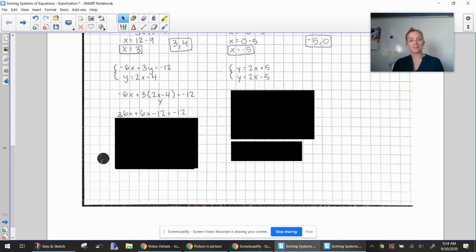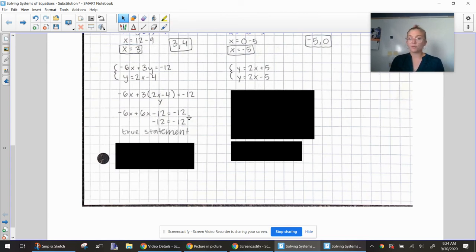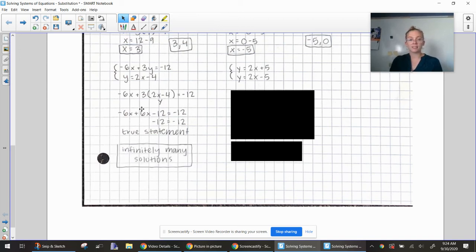Now I'll combine like terms. Negative 6x plus 6x is 0 x's, so those cancel out, and I'm left with negative 12 equals negative 12. Well, negative 12 equals negative 12 is a true statement, and I have no more variables there anymore. And we remember from our equations unit that if we cancel out all of our variables and are left with a true statement, we will have infinitely many solutions. So this is the same as when we solve systems of equations by graphing and our lines were on top of each other. These are actually the same line, and every single point will be a point that these two lines have in common.